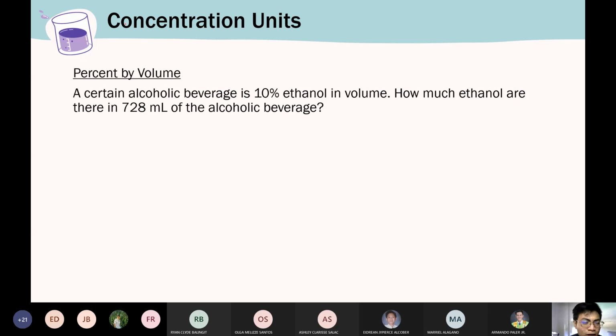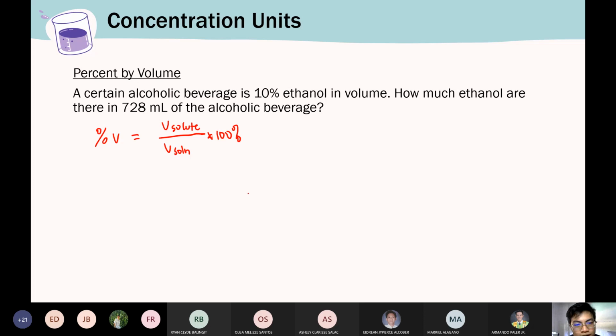So, let's dissect the problem. Okay? Ganun pinapagawa ko eh, sa mga bata ko. So, intindihan natin what's the problem. Okay? So, first thing of course is to write the percent volume equals volume of the solute over volume of the solution times 100%.